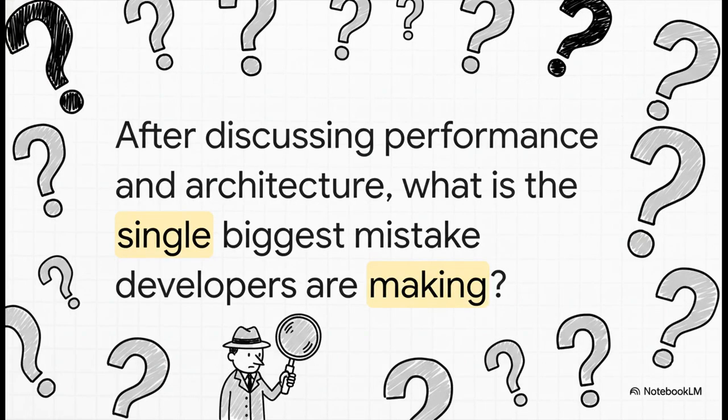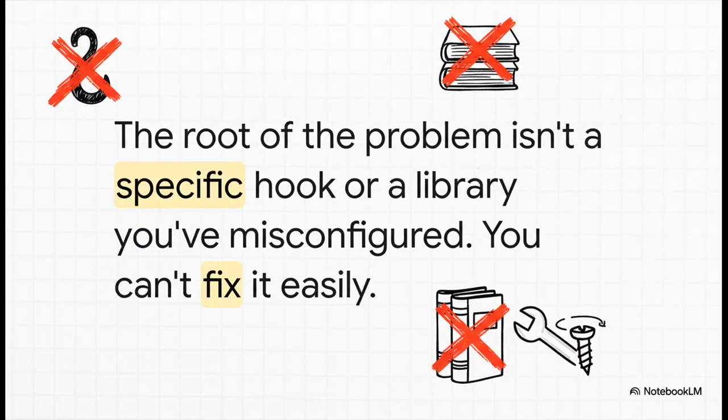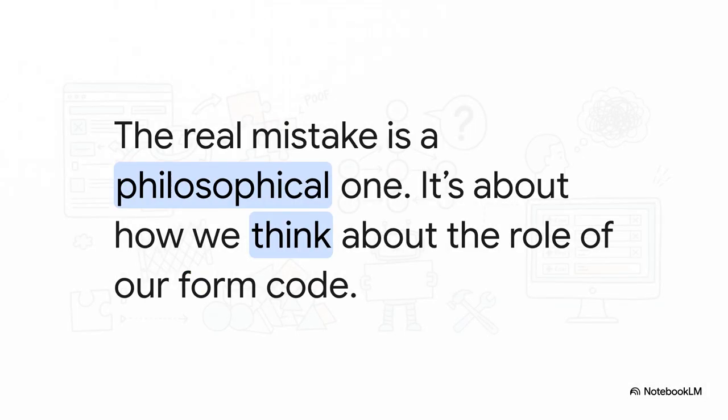Okay, so we've been building up to this. After everything we've talked about, what is the biggest mistake we're making? We've touched on performance, we've touched on architecture, but the biggest mistake, it isn't a line of code. It's not about using the wrong hook or misconfiguring some library. This is something you can't just fix with a quick code change. No, the biggest mistake, it's a matter of philosophy. It all comes down to how we think about our forms. It's about their role, their scale, and their place within our application as a whole.